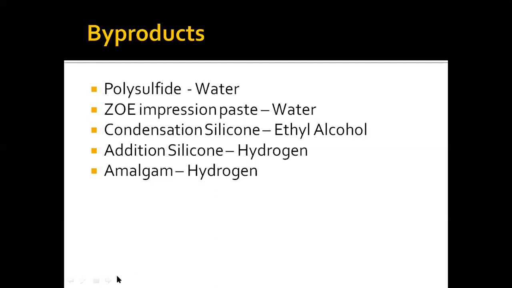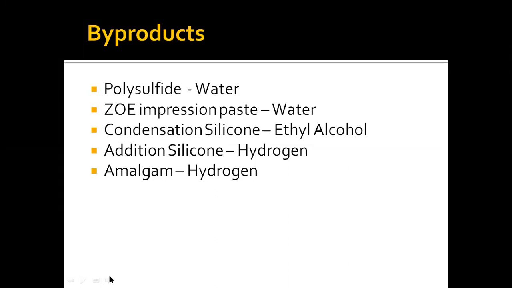polysulfide has water, zinc oxide impression paste has water as byproduct. Condensation silicone has ethyl alcohol, addition silicone has hydrogen, and even amalgam has hydrogen as byproduct. Now as I told you yesterday, in addition silicone we are adding palladium, which acts as a hydrogen absorber. As such, for the reaction there is a byproduct, but because we are adding palladium, there is no generation of byproduct as such because the hydrogen is getting bound with palladium. The question can be twisted here for instance, so remember, see the options clearly when such a question comes.